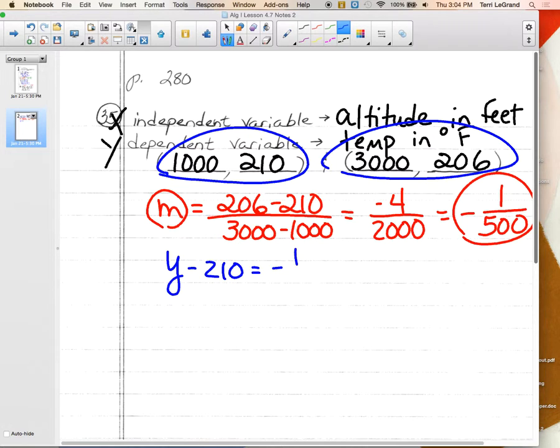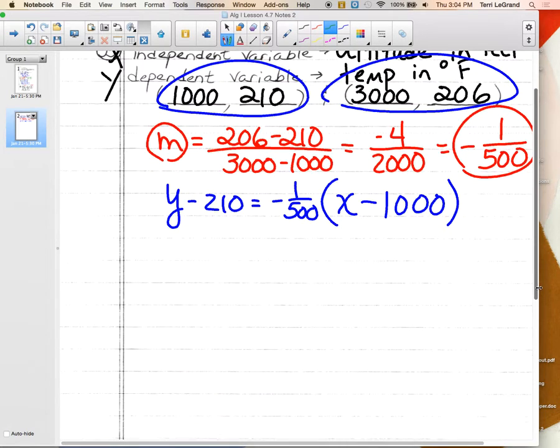210 equals negative 1/500 times x take away 1,000. We're using that one, right? Now trust me, you don't need your calculator for this. I know you think you do. I highly recommend that when there is subtraction involved in a distributive property problem, you change it to add the opposite so that you will multiply properly. So we're going to leave that side as it is: y take away 210. We're going to take the slope times each of these.